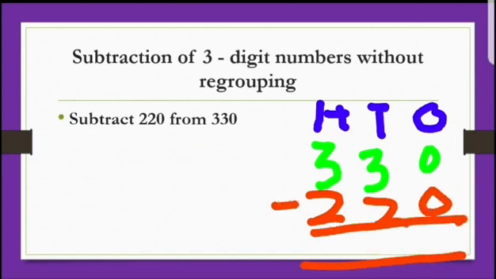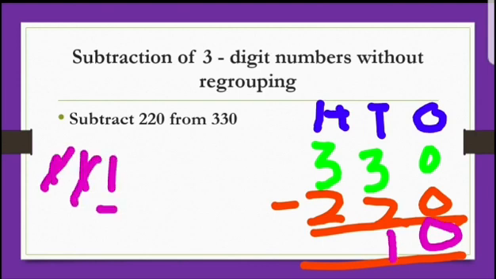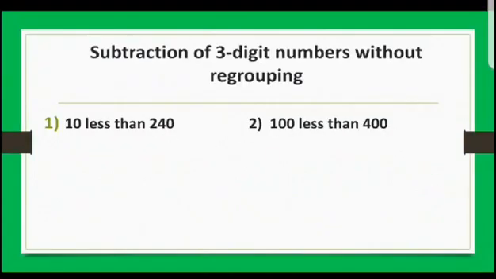Now we will subtract. Okay, so 0 minus 0, yes, it is 0. Next is 3 minus 2. Draw 3 lines, cross out 2. What is left? Yes, 1. Next is again 3 minus 2. So again it is 1. No need to subtract. The same answer you will get. So what is the answer, children? It is 110. So again you have followed the same method of subtraction.